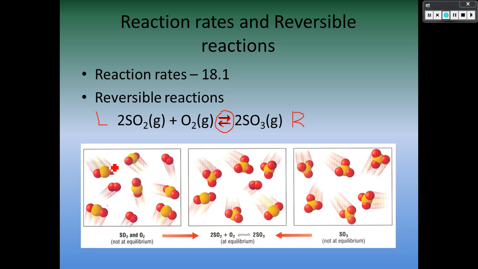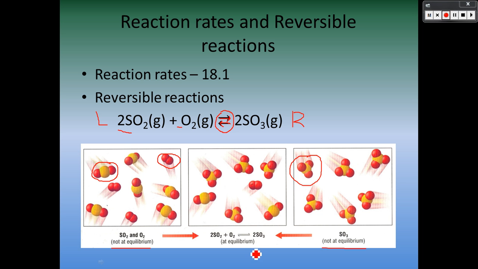As you can see, we have the SO2s here, SO2. We have the O2s here, and if you count it up, you'll notice that there's a 2-to-1 ratio between those. That's not at equilibrium. And then here's the SO3s. If you notice, those SO3s are a 2-to-1 ratio with the O2s from the left side and a 1-to-1 ratio with the SO2s, also not at equilibrium.